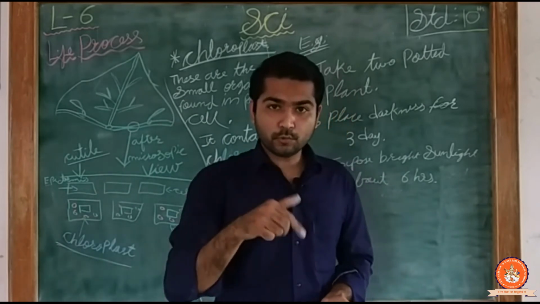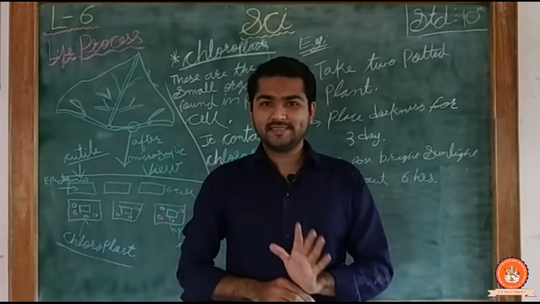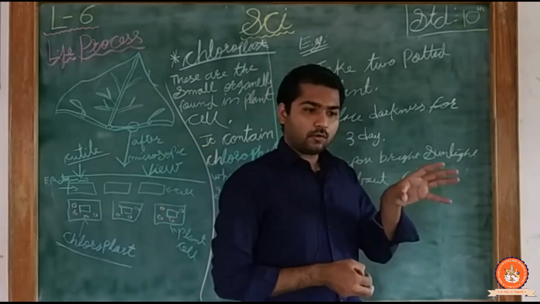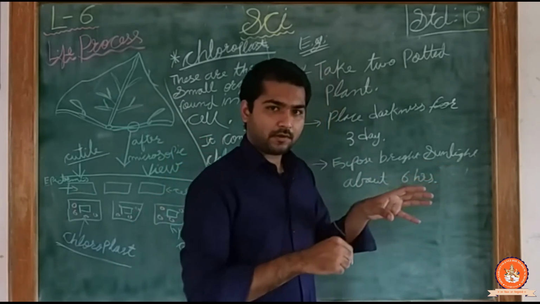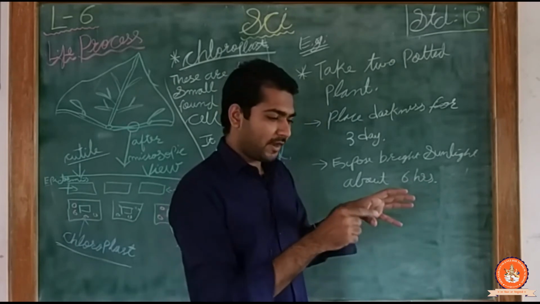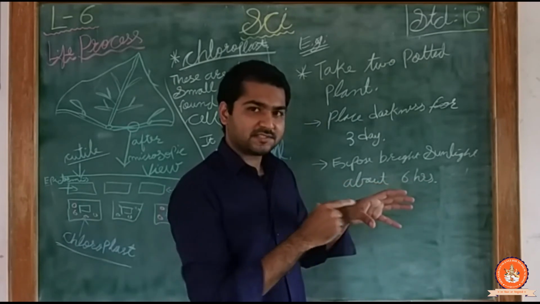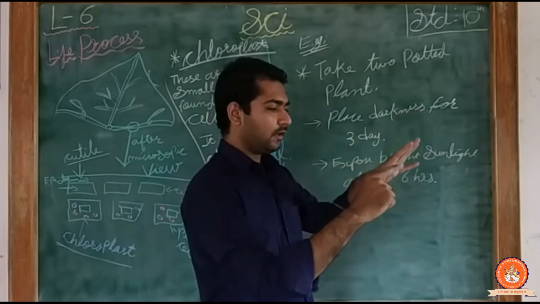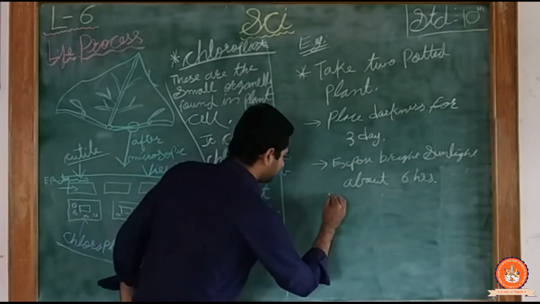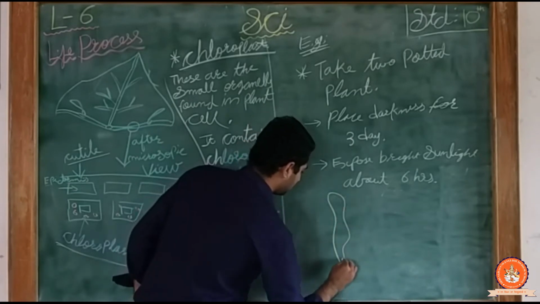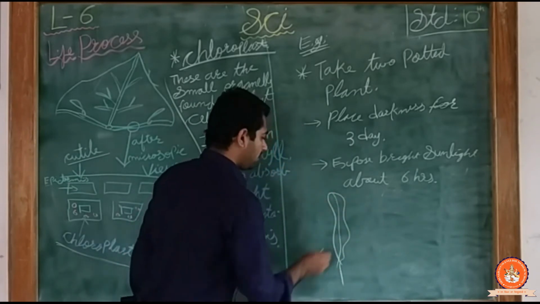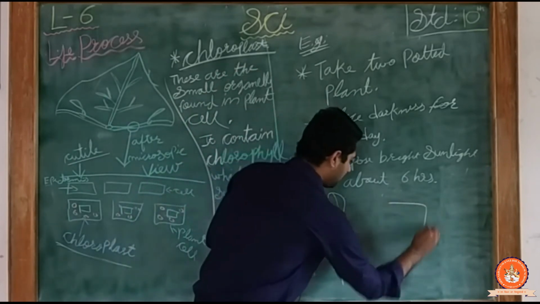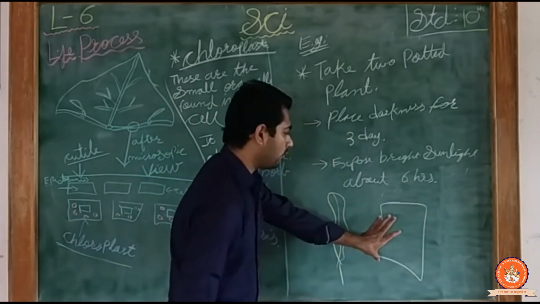But before putting it in the alcohol, you have to do one thing. Take the leaf and draw on a sheet of paper where the green patches are and where they are not. Clear? You have to draw the patches, that this is my leaf. Before putting it in the alcohol, I will draw on the paper sheet where I found the green patches.